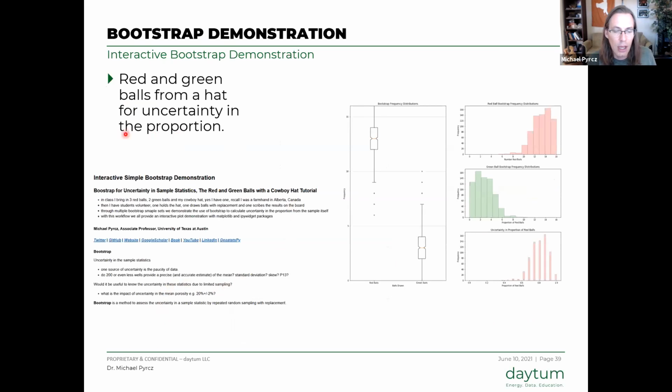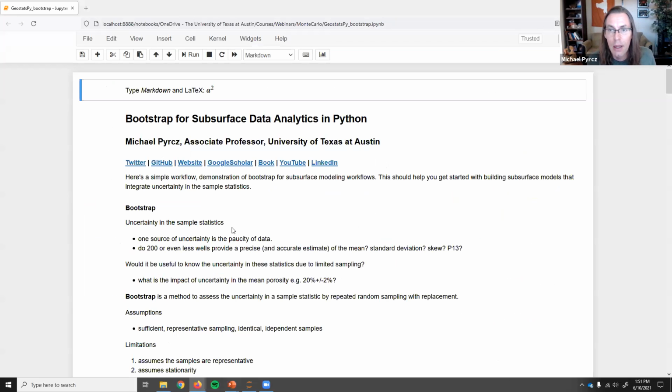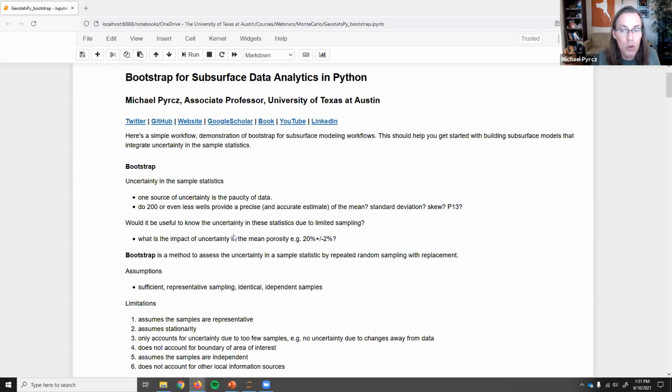I have an example in Python where I do a very similar thing. I do this for the problem of you have so many balls, red and green, in a hat, and you're going to draw them and calculate the uncertainty in the proportion. So I have an example where I've done that. And also a more complete example of the Bootstrap workflow. Let me go ahead. I'm going to show you that one. This right here is the Bootstrap workflow.